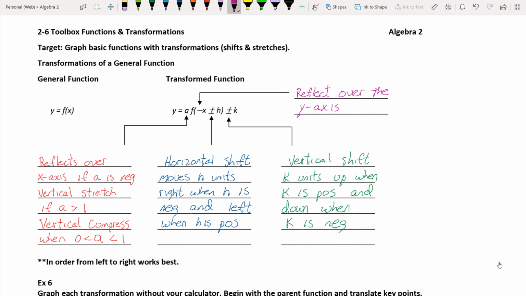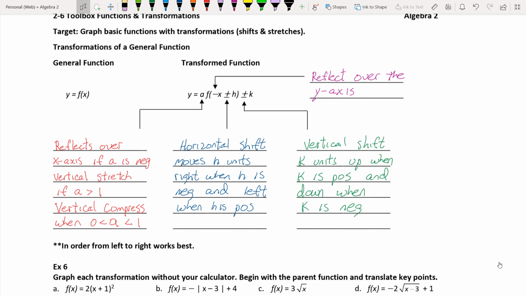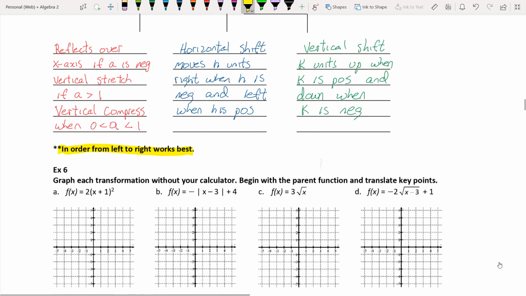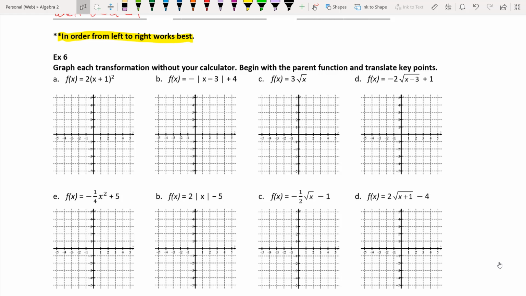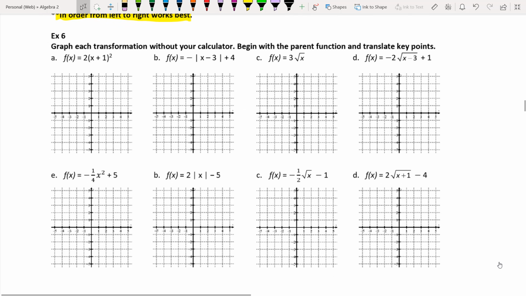Now, the other thing you've got to keep in mind is that these transformations are easiest to do when you work from left to right. And that's exactly how I'm going to work as I graph down below. We're going to take a look at putting multiple transformations together. I'm going to do some of these with you, and then I'm going to have you try some on your own.